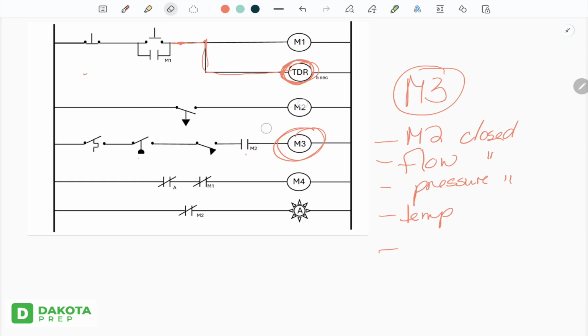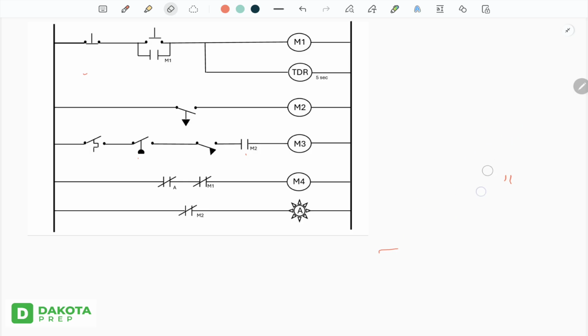So let's do this very specifically with an off timer, which is what this one is. Because remember, this guy with the arrow going down is an off delay. So this is going to close when this turns off. So in order for M3 to be energized, M2 needs to go on. Boom. And of course, these three things need to close.